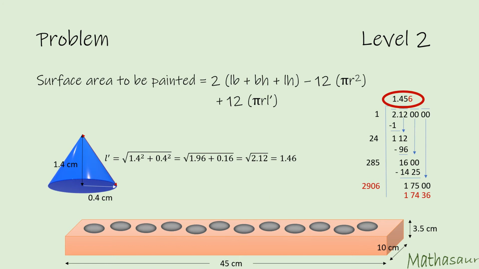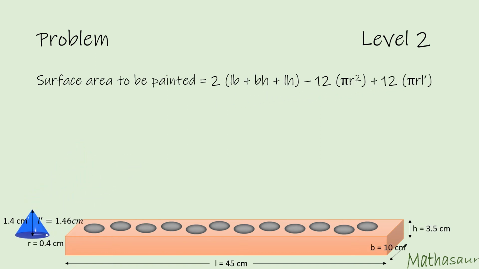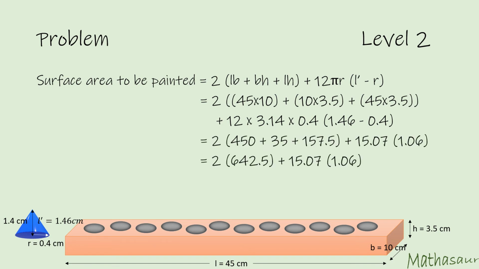Let us round that off to the second place of decimal. So I get L dash as 1.46. Alright, let us try to simplify the formula now. We can take 12 pi r common from the second and third terms, which leaves us with minus r plus L dash in the bracket. We can rearrange these terms and substitute the values and calculate. So the surface area to be painted is 1300.9 square centimeter.